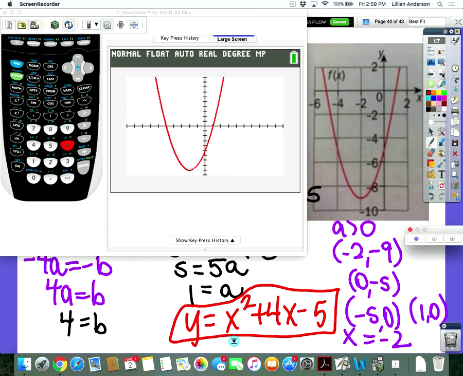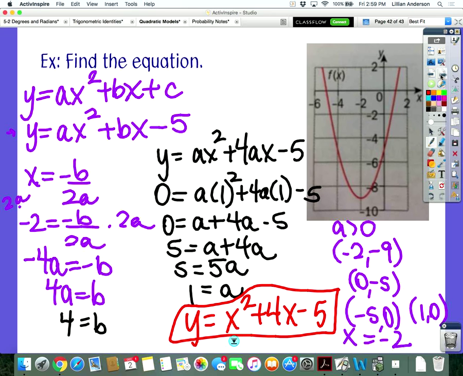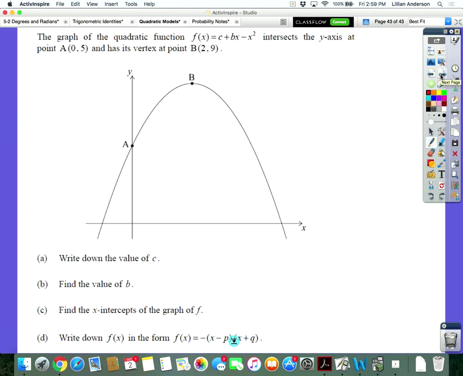Questions? Alright, let's look at an IB problem. Taken from the 2013 IB exam. It says the graph of the quadratic function f of x equals c plus bx minus x squared intersects the y-axis at the point A, 0, 5, and has a vertex at B, 2, 9. Okay? So we have a picture here.